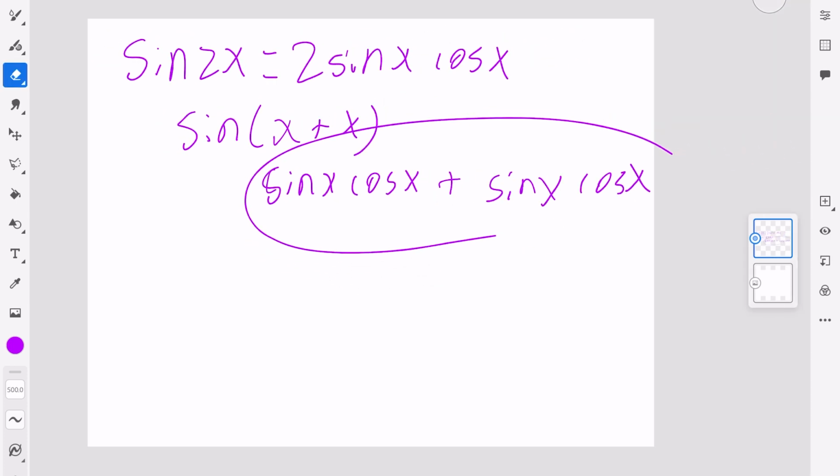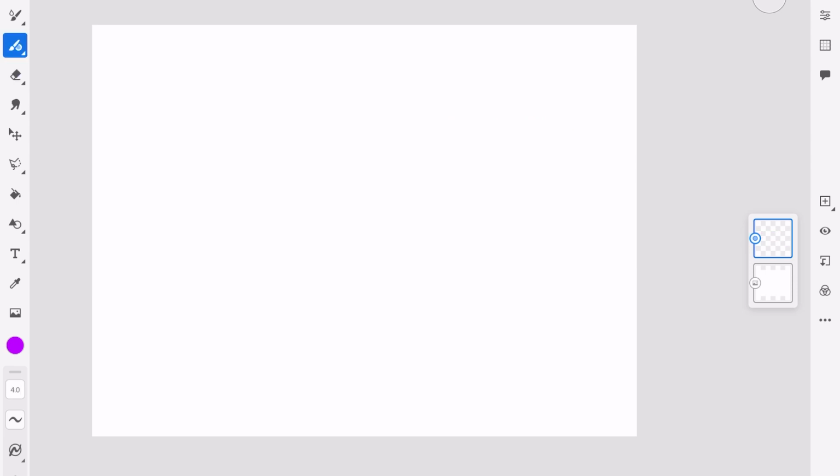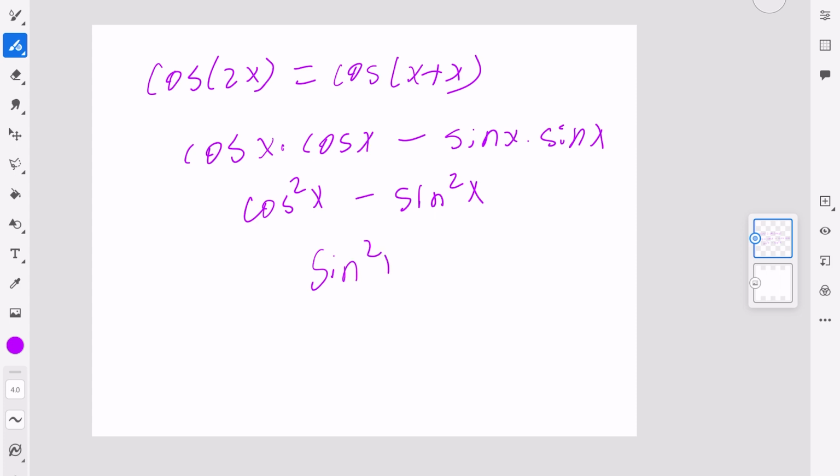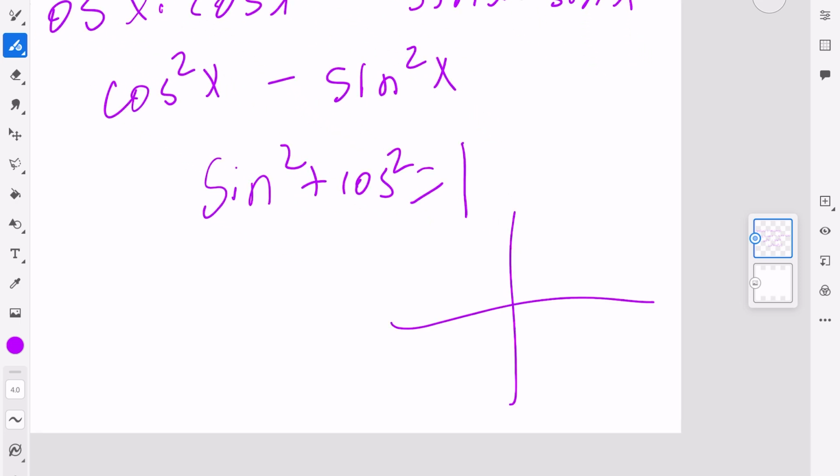And you can do this for cosine of 2x, which equals this. And the other two are actually, let's just do it really quickly. So cosine 2x equals cosine x plus x. So cosine x times cosine x minus sine x times sine x. So this is just cosine squared x minus sine squared x. And note that sine squared plus cosine squared equals 1. And this can be proved really quickly.